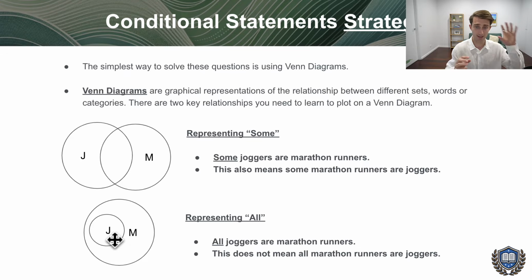That's kind of the key thing. When we say some, it means some are, some aren't. And that's how we draw it like this. When we say all, it means all of them are. There's none that do not. And so we draw it like this here.